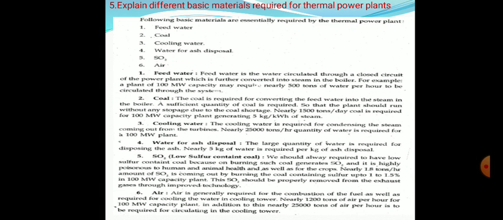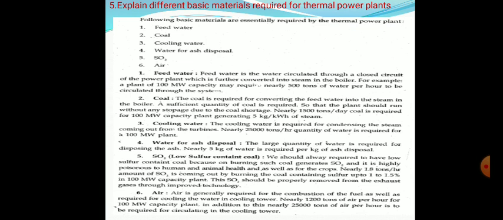Next question is, explain different basic materials required for thermal power plants. Following basic materials are essentially required by the thermal power plant: feed water, coal, cooling water, water for ash disposal, SO2, air. Feed water. Feed water is the water circulated through a closed circuit of the power plant, which is further converted into steam in the boiler.